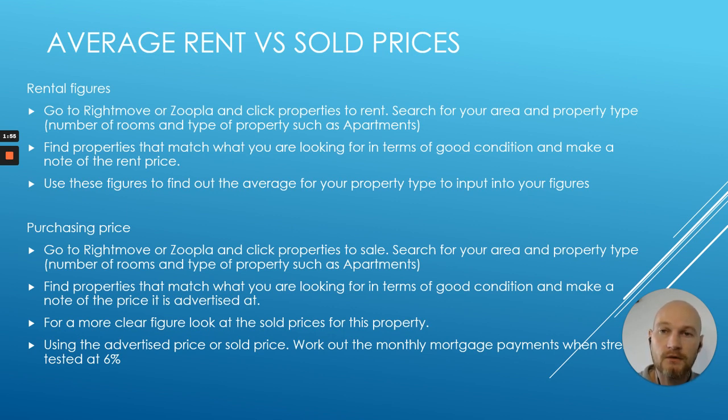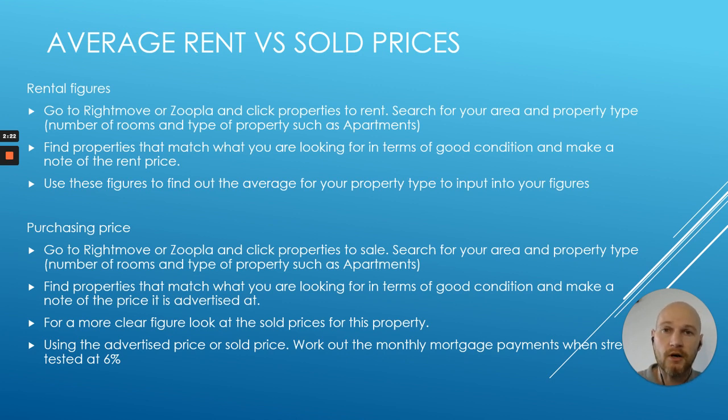If you're purchasing, obviously we're looking at rent to rent versus purchasing, you'd go to Rightmove, Zoopla, go properties to buy, and you would look again, just the same, for properties the same size that you're looking to buy, and look at the standard of property, and then you would look at the sold prices. For more clear figures, you can look at the properties for sale, and you would get enough idea of what they're actually for sale for. But then you look at the sold prices.